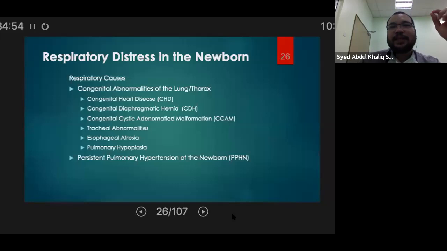Okay. I have one more thing to ask. Siapa boleh jawab? If you suspect the child to have persistent pulmonary hypertension of newborn, there is one bedside test, a bedside assessment that you can do to know that, okay, oh, this is PPHN, this is pulmonary hypertension of newborn. What can you do? A bedside assessment.